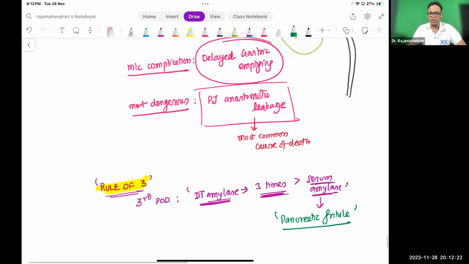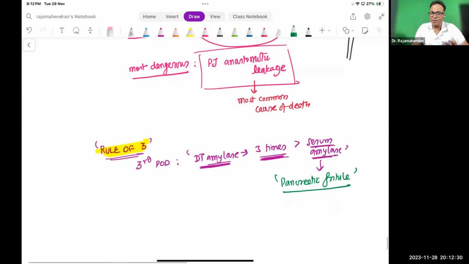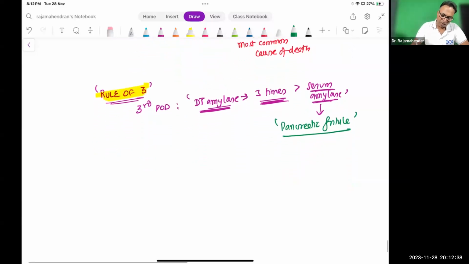So the common complication of Whipple's operation is delayed gastric emptying. Most common cause of death is PJ anastomotic leak. And to avoid that, we are going to keep a drain. And in the drain, on the 3rd post-op day, amylase is 3 times more. It is called pancreatic fistula.